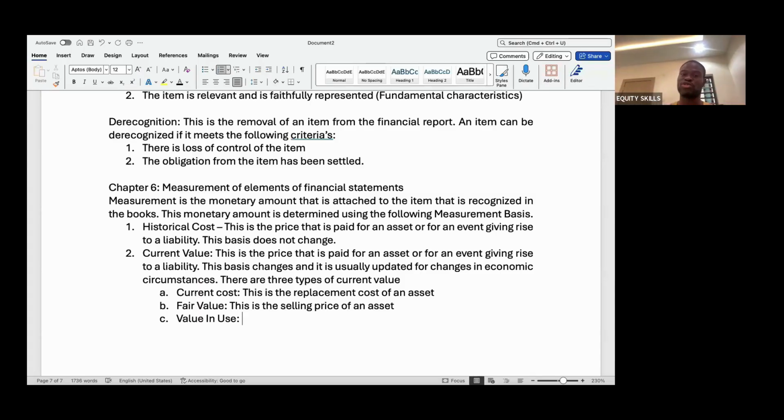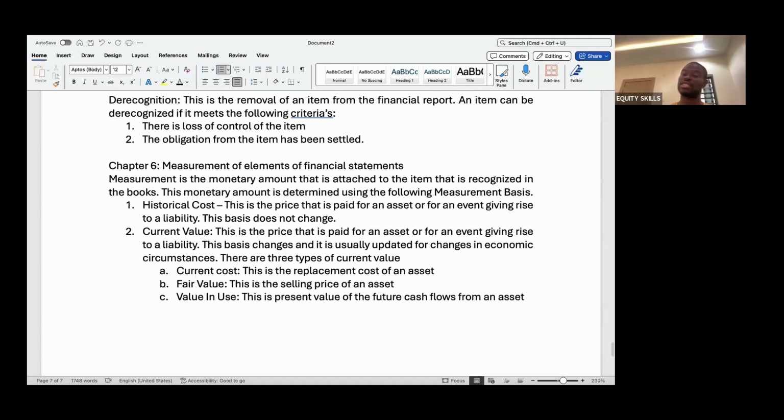This is what we call revaluation. When you revalue an asset, one of the bases of determining its value is value in use. Okay, I'm not selling, I'm not replacing, but I just need to get the value today. So one of the ways is using value in use, and this is determined by getting the present value of the future cash flows from an asset. When you identify the PV of future cash flows of an asset, that gives you a sense of what the current value of an asset is.